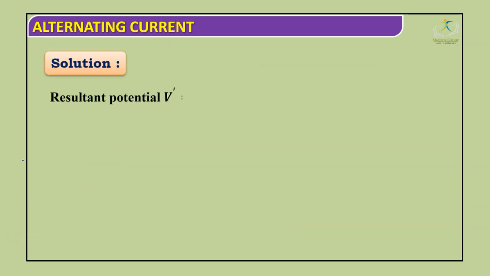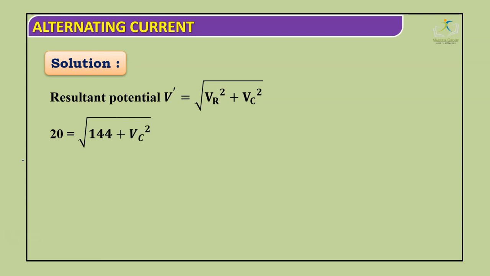Solution: the resultant potential V prime is equal to the square root of VR square plus VC square. V prime is equal to 20, under root of VL, VR and VC, which is given as 144. VC is not given, so we have to calculate VC, and that will be 16 volt.